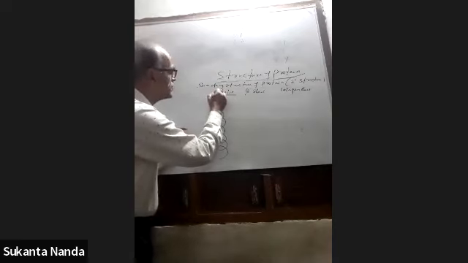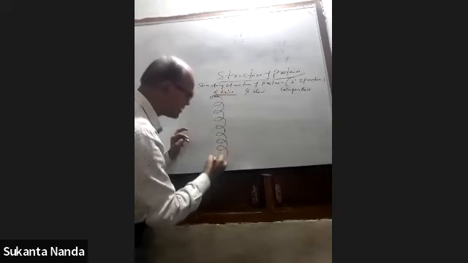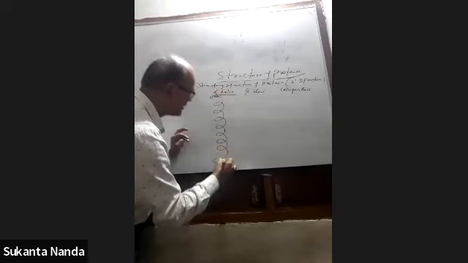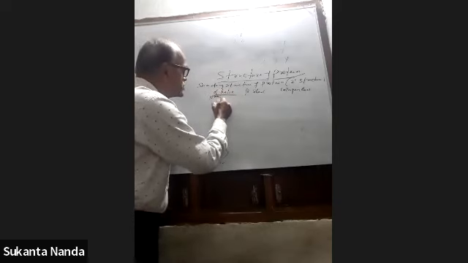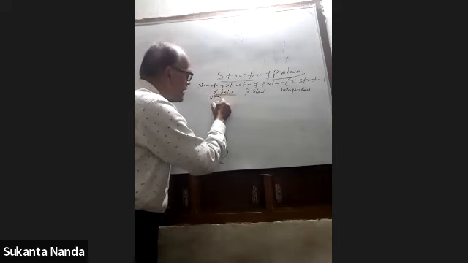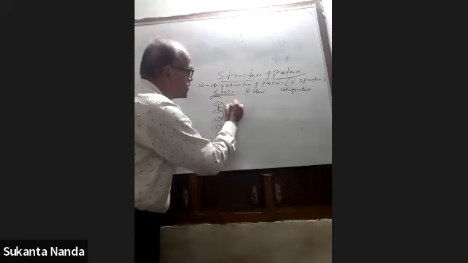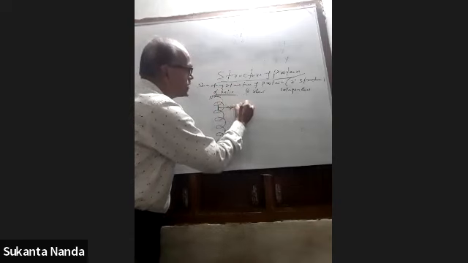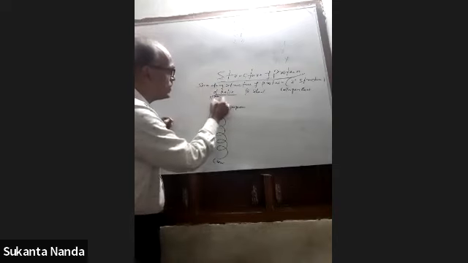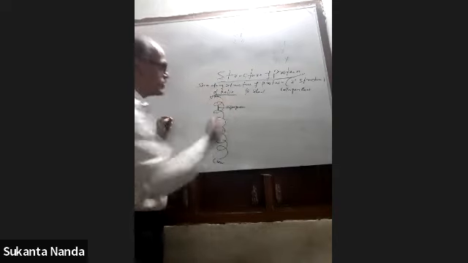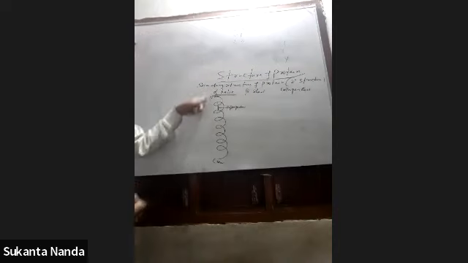This is the N terminal and this is the C terminal. And this is joined by hydrogen bonds, intra and inter. They are joined by hydrogen bonds. A hydrogen bond joins one amino acid to another amino acid. So this is alpha helix.